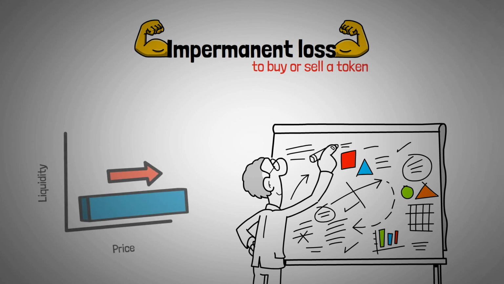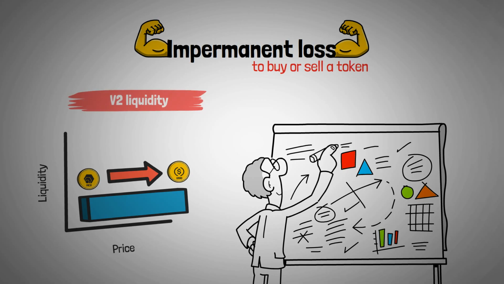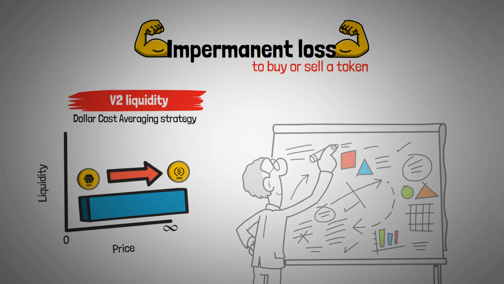As the price moves across your range, you automatically exchange one coin for another. A V2 liquidity position can be viewed as a dollar cost averaging strategy, where you slowly accumulate more of one token over time. In this case, you never completely buy into or sell out of a position as you spread your liquidity from 0 to infinity.